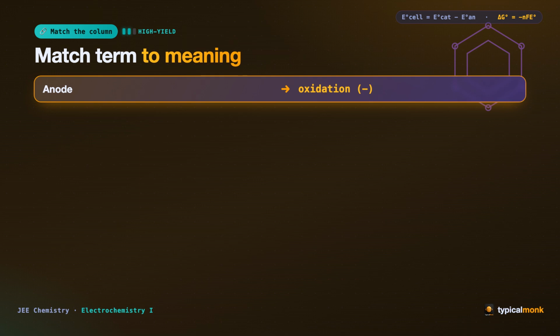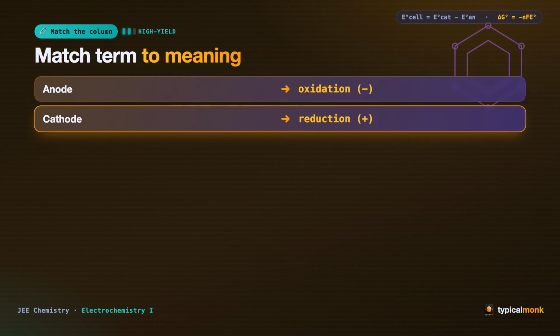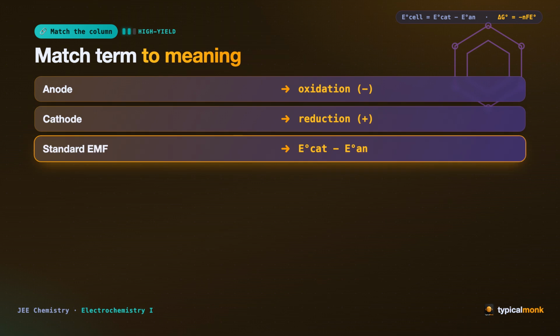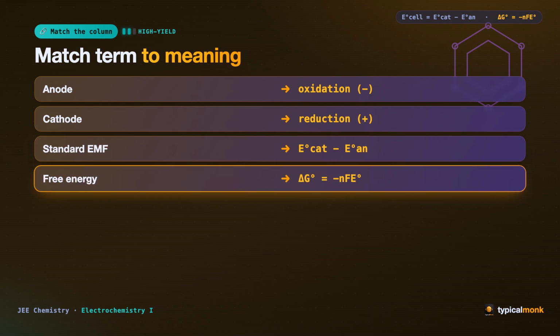Now match each term to its meaning. The anode goes to oxidation, the negative electrode. The cathode goes to reduction, the positive electrode. The standard EMF goes to E cathode standard minus E anode standard. And the free energy goes to delta G standard equals minus NFE standard. 4 pairs, each worth committing to memory.